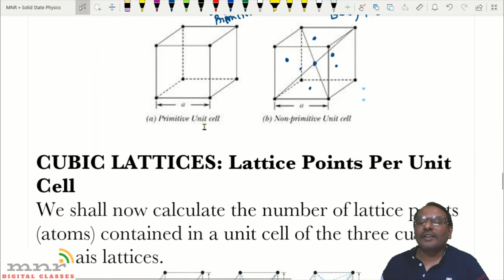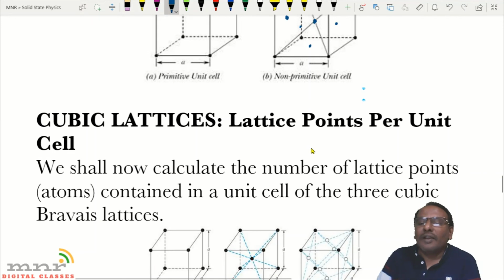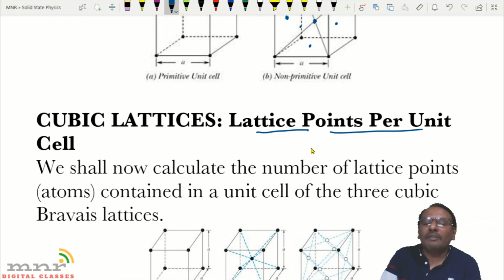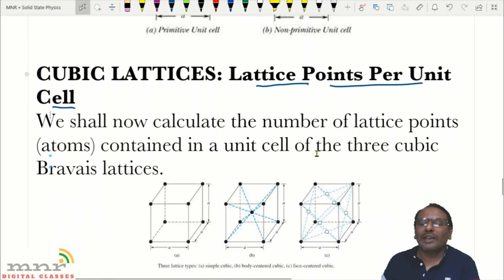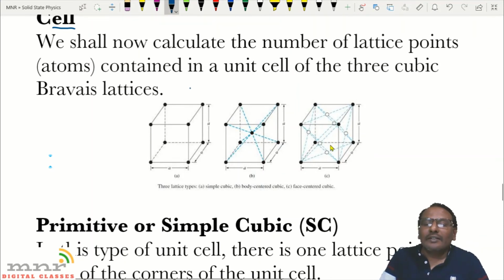Now, from the definition of primitive and non-primitive, we learned that a primitive cell is equivalent to 1 atom per unit cell, while a non-primitive unit cell is equivalent to more than 1 atom per unit cell. Let us understand this concept by considering the example of a cubic lattice. Let us calculate the number of lattice points per unit cell in cubic lattices. We know that we have 3 types of cubic lattices: simple cubic, body-centered cubic, and face-centered cubic.